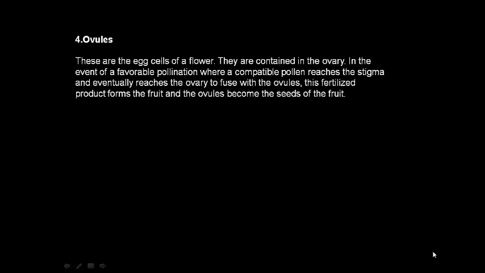Now, from the stigma, through the style, when it reaches the ovary, the pollen grains fuse with the ovules where the process of fertilization begins. And after the process of fertilization, the product is formed in the fruit, and the seed that we can see inside the fruit is known as ovules.